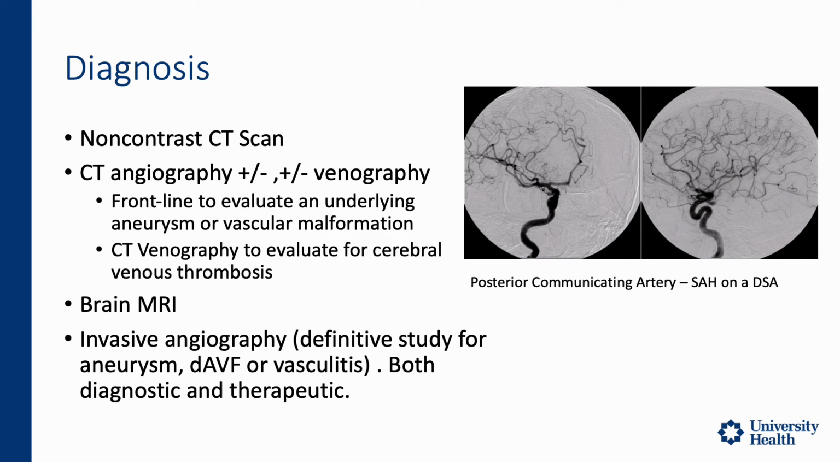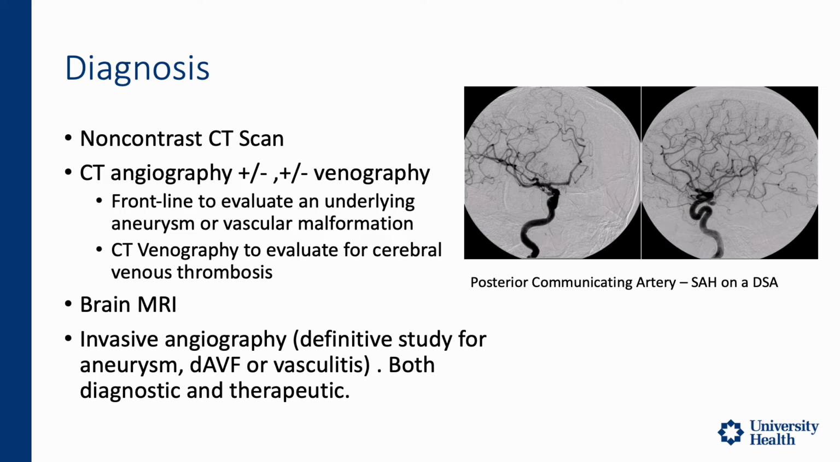So how are you going to diagnose these patients? Usually you start with a CT head, and then you can also do a CTA and then a CT venography. Like we said, some of these causes, if you have a high suspicion that the patient might have a cerebral venous sinus thrombosis, then a CT venogram would be good. So it's usually the front line to evaluate any type of underlying aneurysm or vascular malformation. Like I said, CT venography to evaluate for cerebral venous thrombosis.